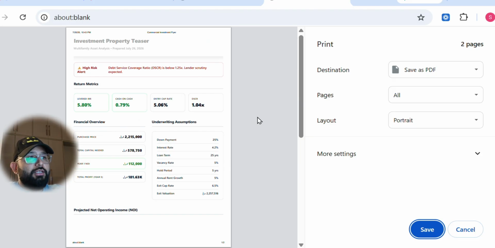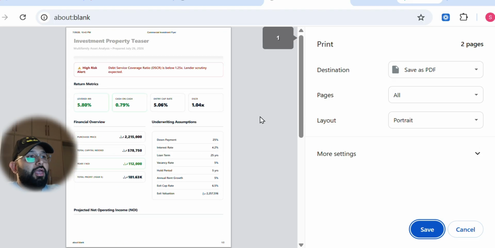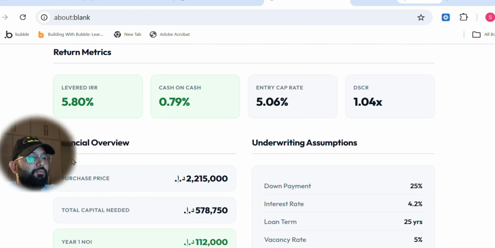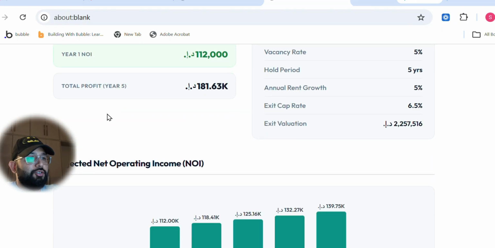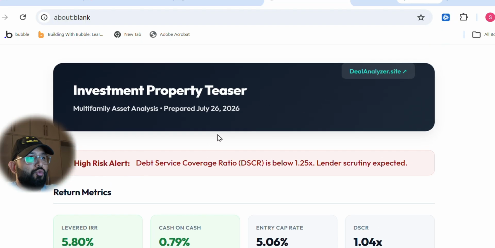All right, so what do we got? We got a very beautifully designed PDF, and you don't need to do anything. You just need to download it and send it to a client. It has everything. It's a 5-year pro forma. It has your return matrix, the financial overview, the underwriting assumptions, and everything is here. The investment property teaser is also giving you a result and a high risk alert. That's subjective, as I said.